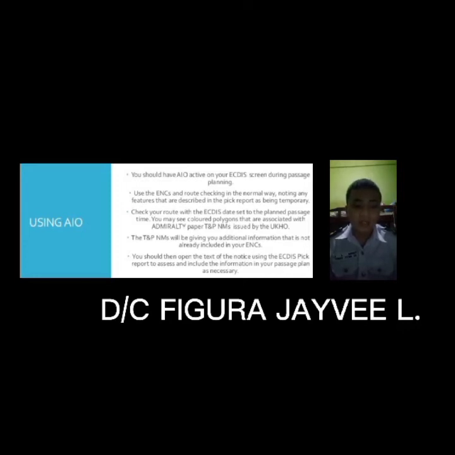You may see colored polygons that are associated with Admiralty paper T&P NMs issued by the UKHO. The T&P will be giving you additional information that is not already included in your ENCs. You should then open the text of the notice using the ECDIS pick report to assist and include the information in your passage plan as necessary.